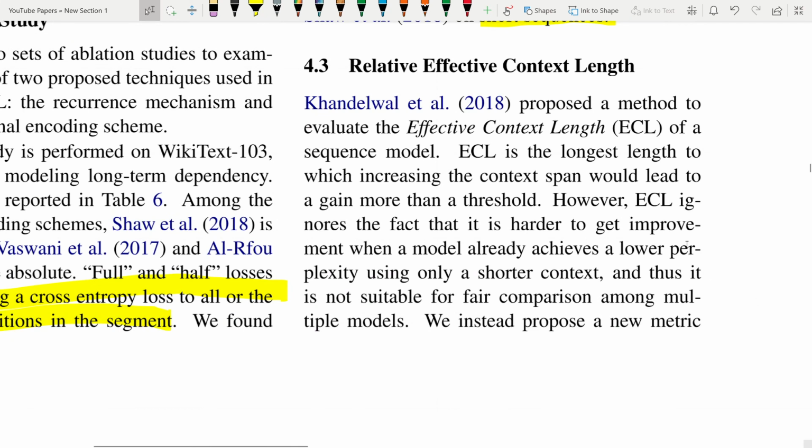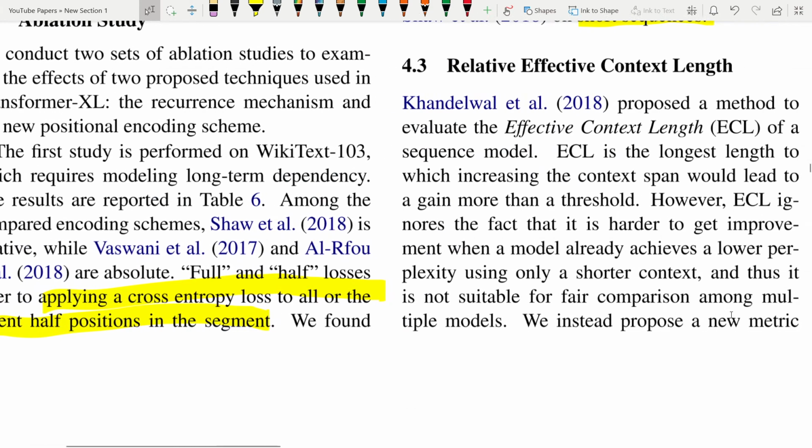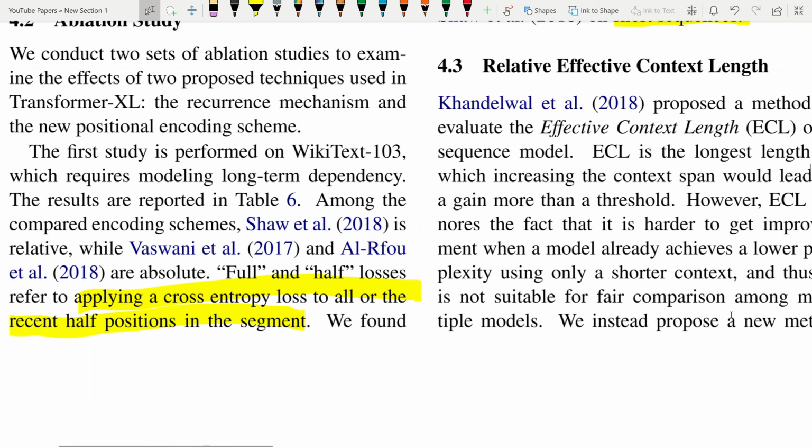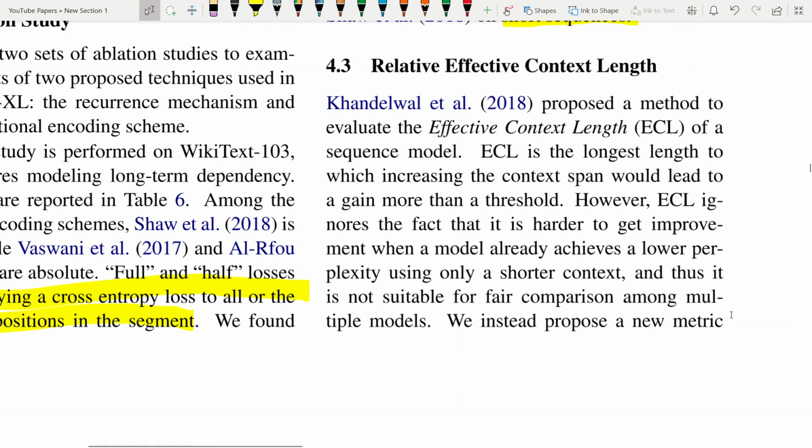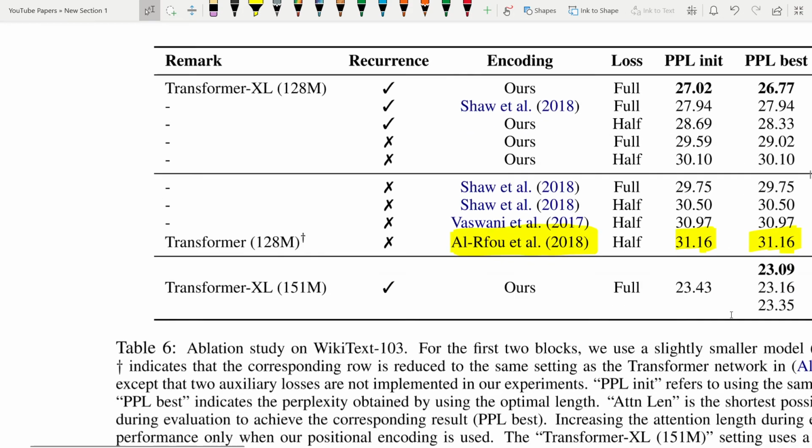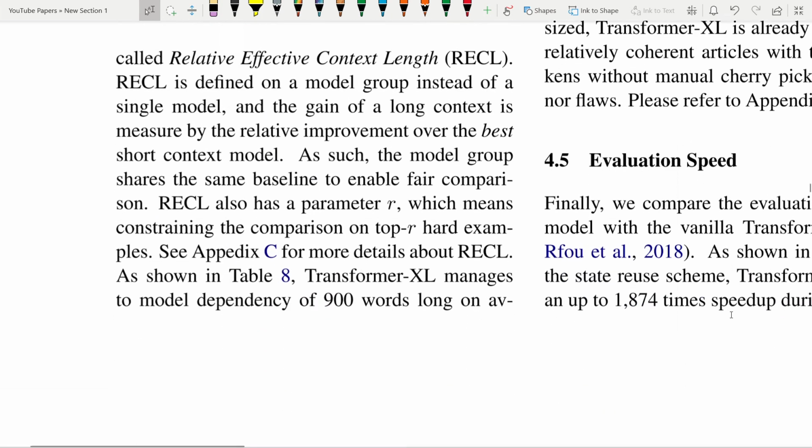All right, so finally there is this relative effective context length. I'll just explain it very briefly. The effective context length is basically you keep increasing the context length or the sequence length, and you see what is the maximum length after which there is no considerable gain in the result. It's pretty intuitive that if you go on increasing the sequence length, the results should improve. However, it's not always the case, and after a particular sequence length, the results do not increase any more considerably. So a small modification of this is applied in this case.